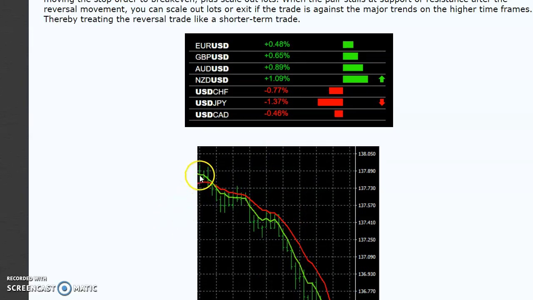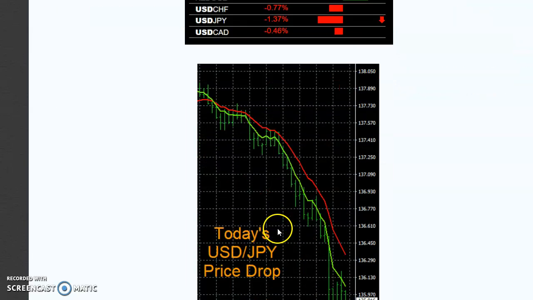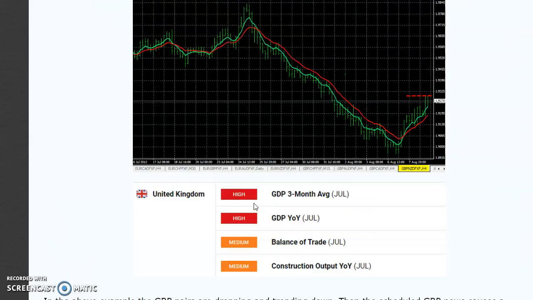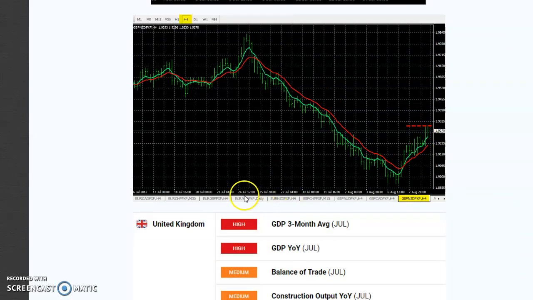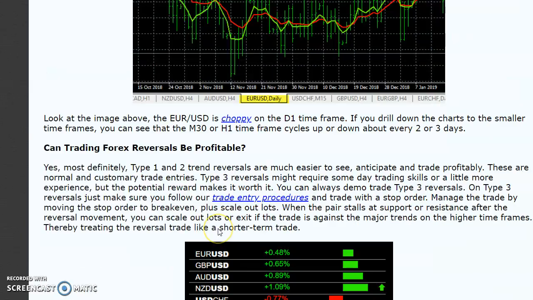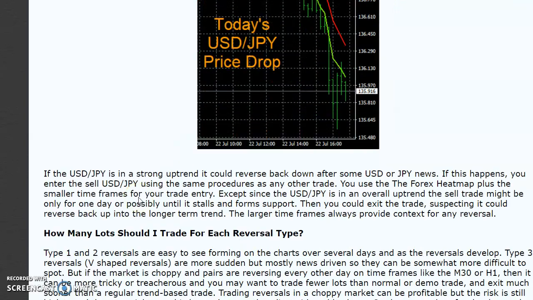So if the USD yen is in a big uptrend and it stages a reversal, yes, you can trade that with these great indicators we have, like the Forex Heatmap and our free trend indicators. So you can trade reversals. You can even trade sudden reversals. The only one I'd be a little bit careful with would be the choppy market type reversals. So with a great trading system like this, the live indicators and the push alerts, you can trade reversals.